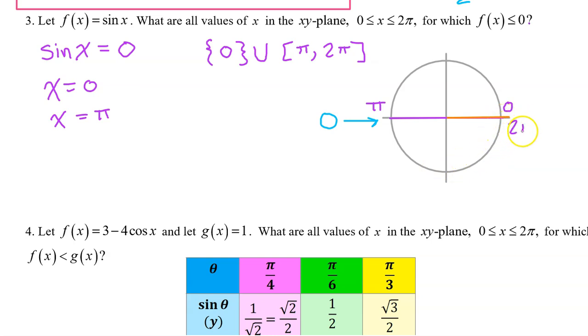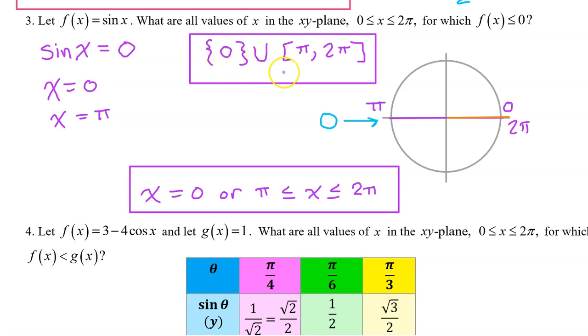I should put a 2 pi here. From pi to 2 pi, we did have solutions, including the endpoints, including pi and including 2 pi. So we will use brackets. Here's the solution in interval notation, and here's the same solution written using inequalities.